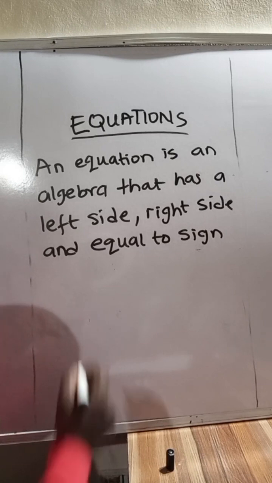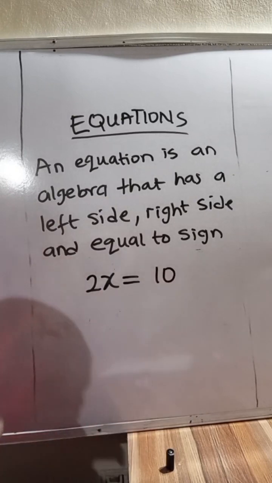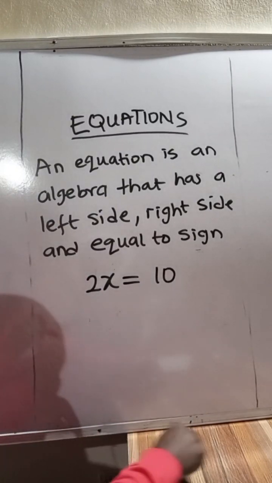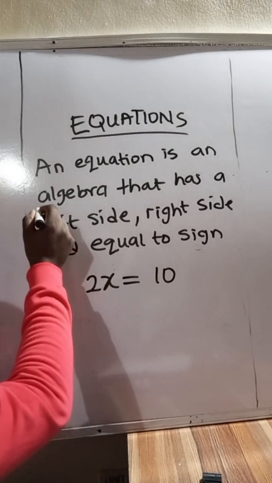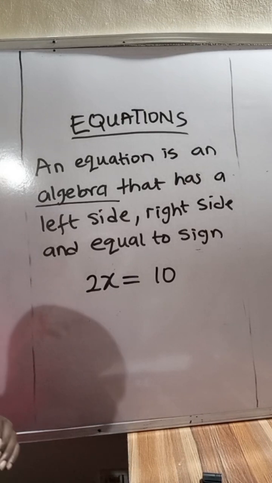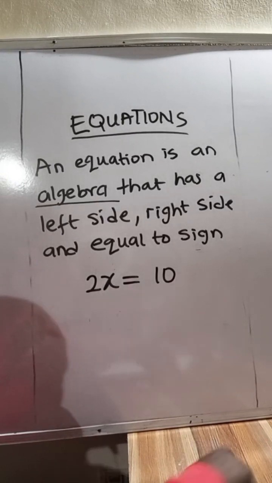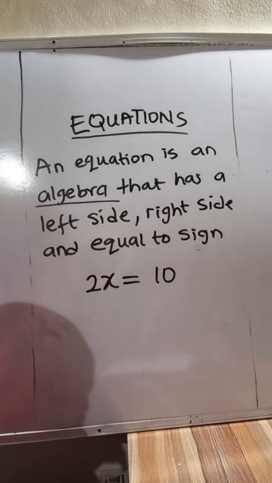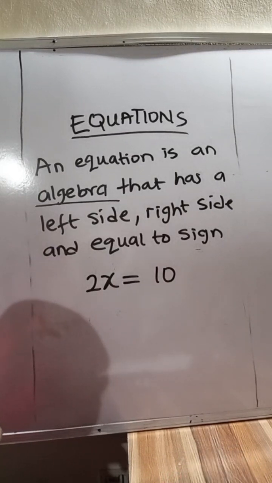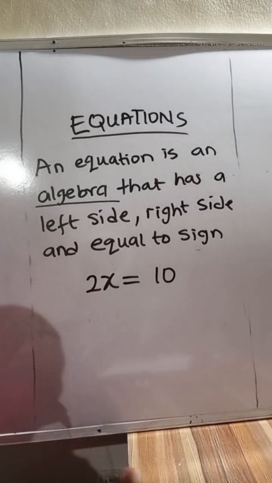So I'll give an example. If you have something like this, 2x is equal to 10. Now this is a simple equation. But remember, from the definition, we say an equation is an algebra. So next question is, what is an algebra? An algebra is a mathematical expression that contains both numbers and alphabet. So whenever you see a mathematical expression that has numbers in them and alphabet in them, you know that that mathematical expression is an algebra. A type of algebra is called equation.